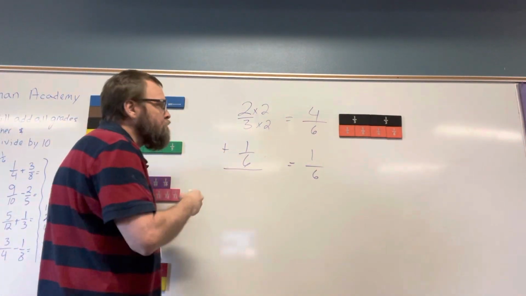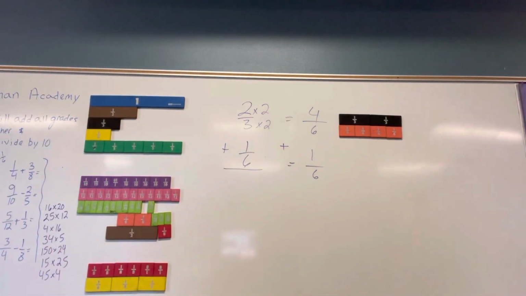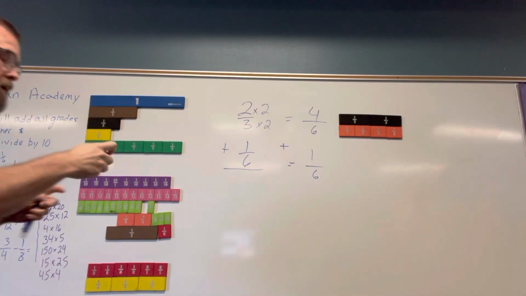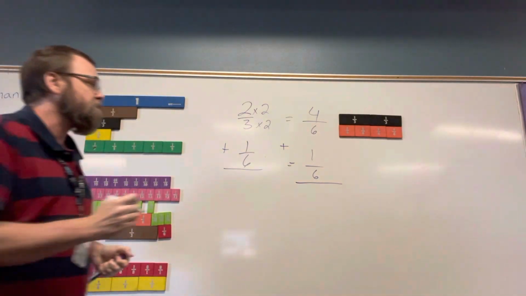Always go back and look at your sign, because if you subtract when you're supposed to add, your teacher, who's mean, is not going to give you credit for it. So Lily, 4/6 plus 1/6 is? 5/6.